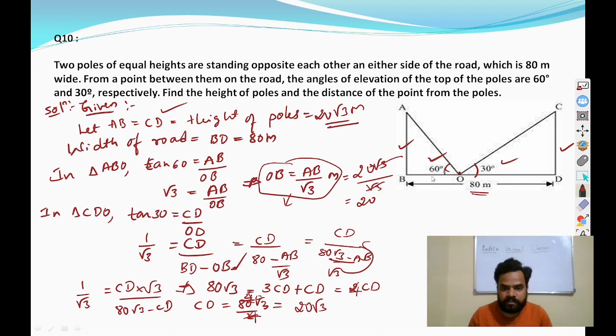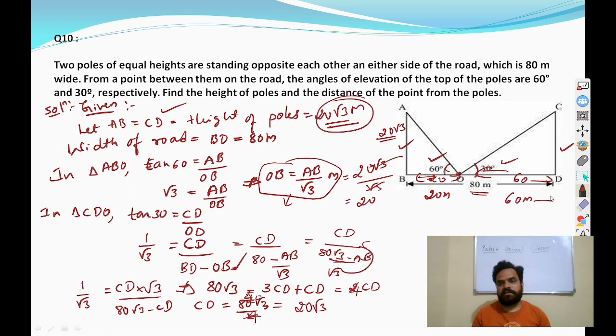If this OB is 20, what is the remaining portion here? It is 60. Therefore, see, one answer is 20 root 3. Both the heights of the poles are 20 root 3, and the distance of this point is, from one side it is 20 meter, from one side it is 60 meter. Clear? So we need to write the conclusion. Therefore, the height of the poles is 20 root 3 meter, and the distance of the point from each pole is: from one pole 20 meter, from another pole 60 meter. Clear? Can we go for next problem?